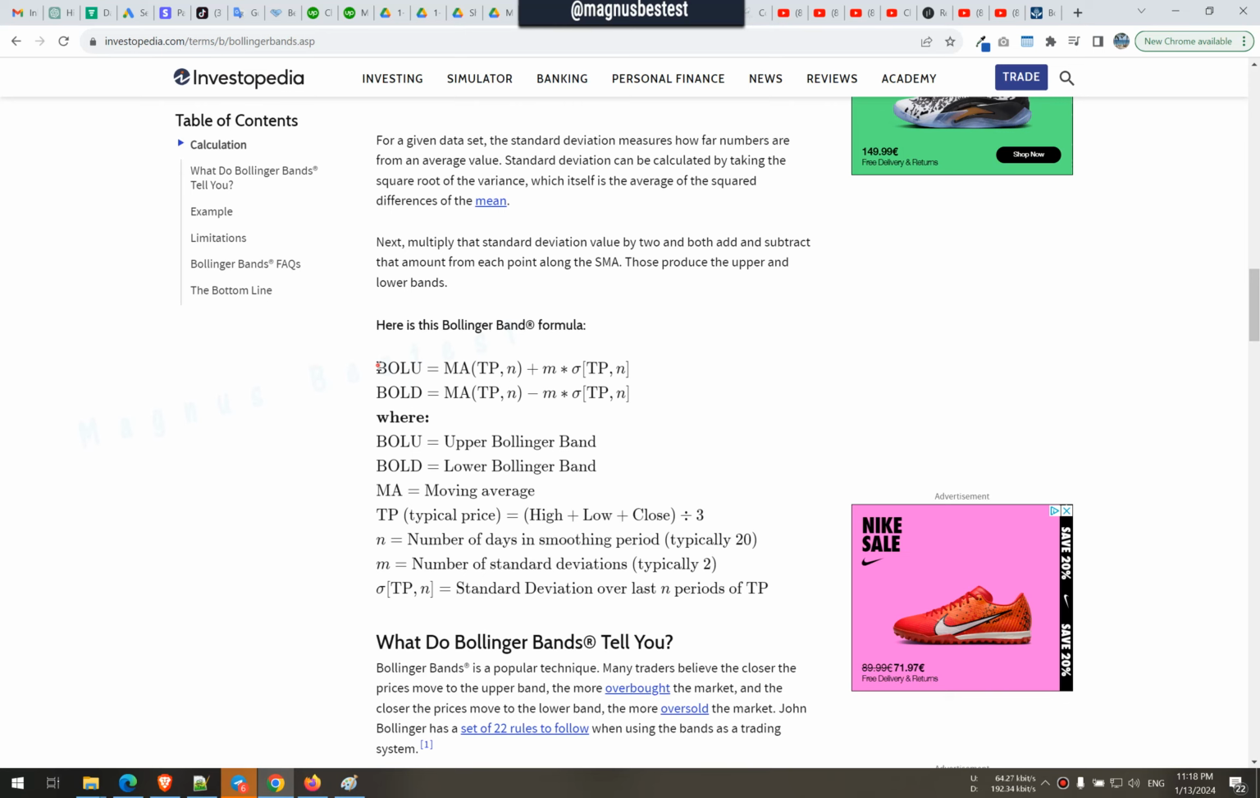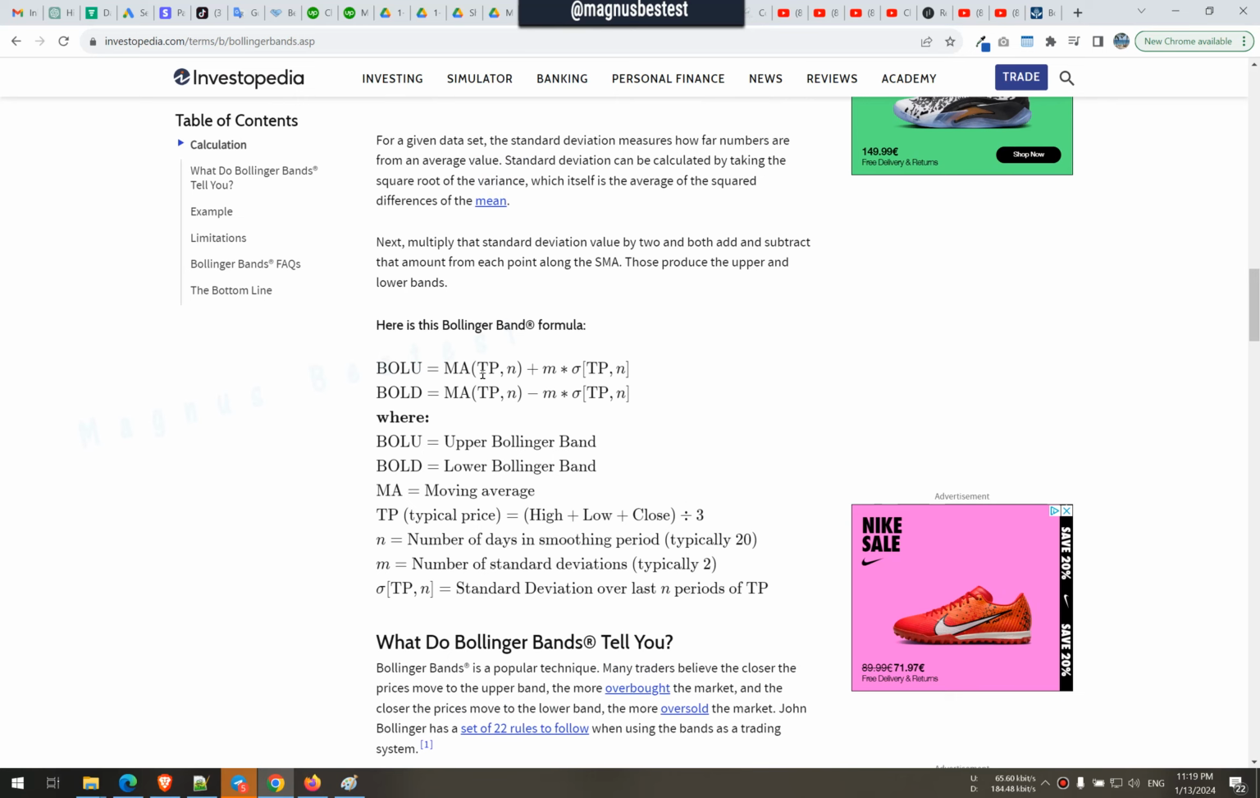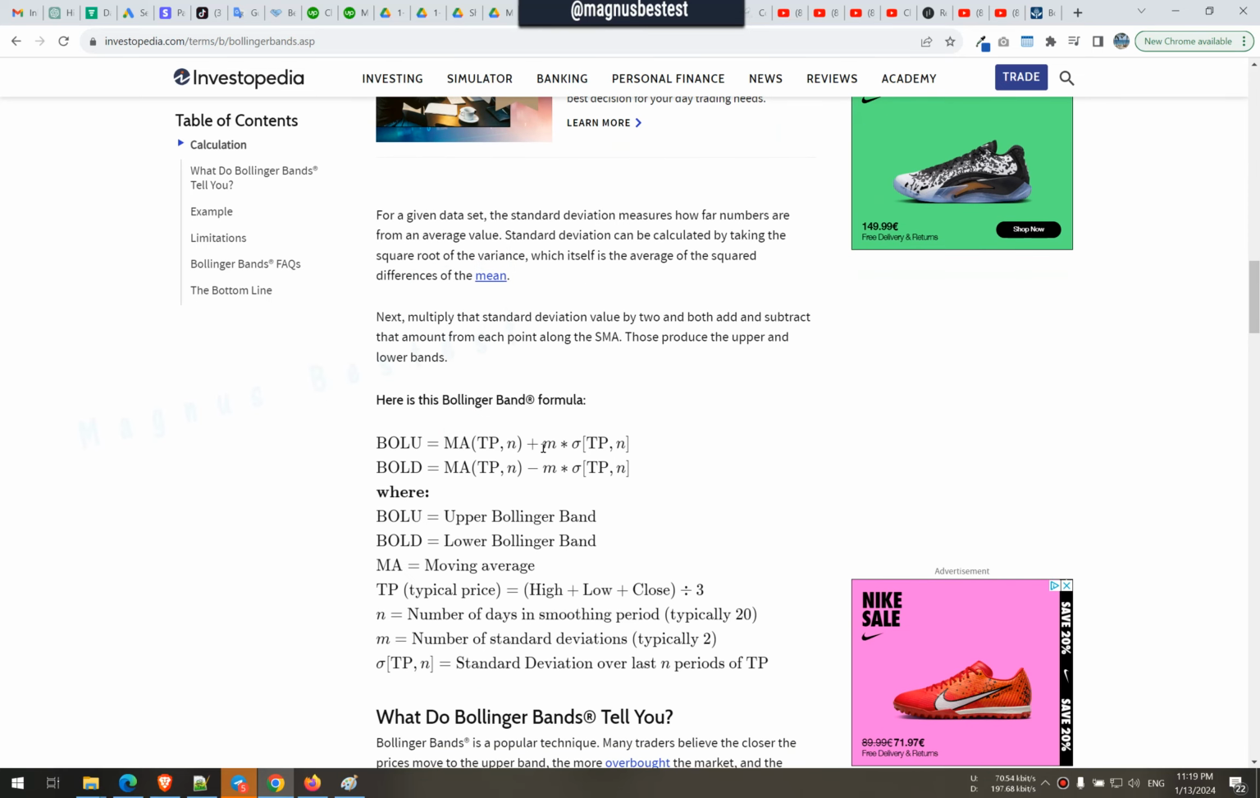This is for BOLU, the upper band, and this is the lower band, of course. Very simple equation. Here it's explained what every one of these letters means. And here we go, the moving average, let's say it's 20 as default, and here is the trick. It's not just, this is M, and this is the standard deviation, times the number of standard deviations, as you can see.